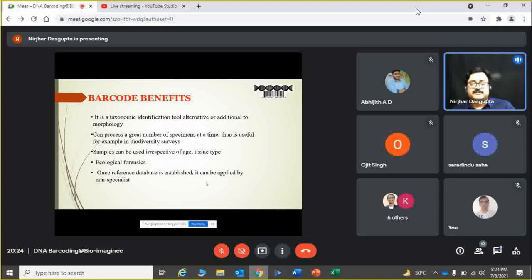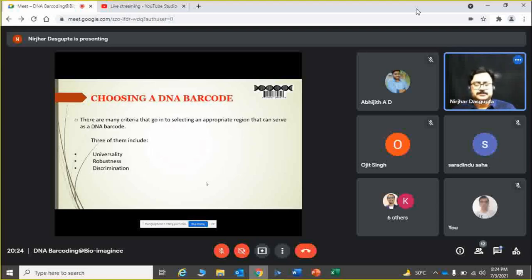And once the reference database is established, it can be applied by non-specialists. So first, you have to identify it, sequence it, and then store it in the database. The rest of it, when other species are the same as this, the collection can be done by any non-specialist. They can just be trained on how this is done, and even a layman can do that with minimal training, actually, not proper training.